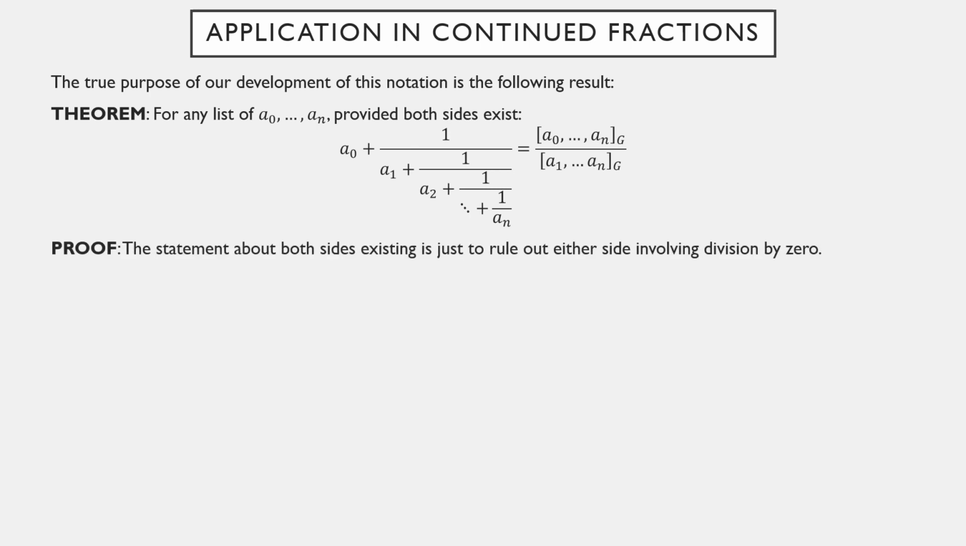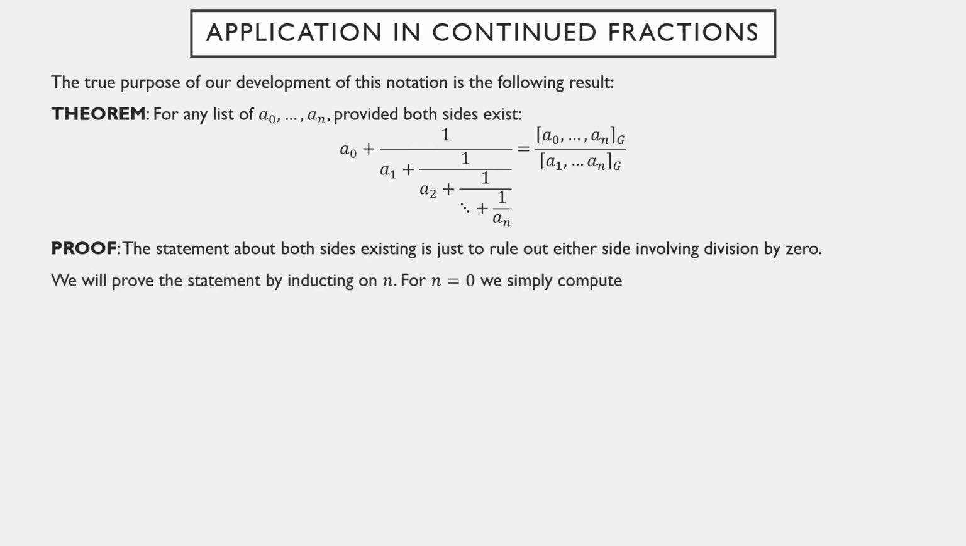Now, I say provided both sides exist because there's a possibility of division by 0 on one side or the other based on whether numbers are positive, negative, etc. So as long as we don't have a division by 0, both sides will be equal to each other. That's what we need to set out to prove. So we're going to prove by induction, unsurprisingly.